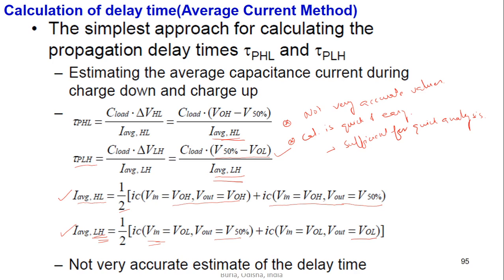So wherever accuracy is required, do not use this. But wherever you know that you can go with some inaccurate values, and the only aim is to understand the behavior of the circuit, in those cases you can use this for simple delay time calculations. That is the average current method.